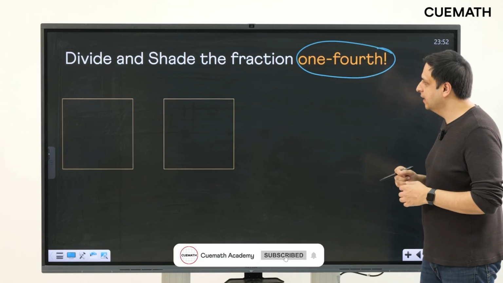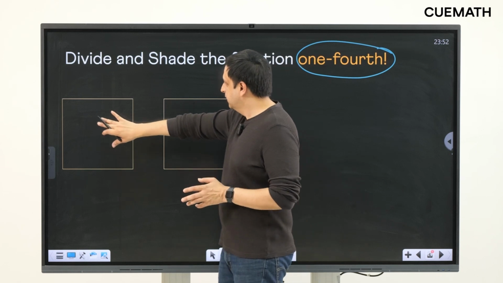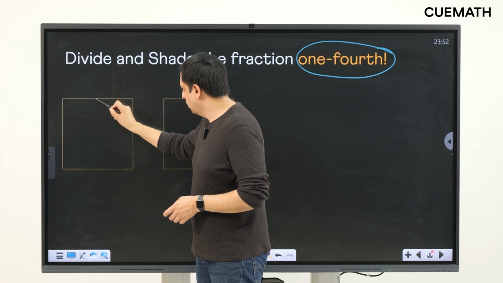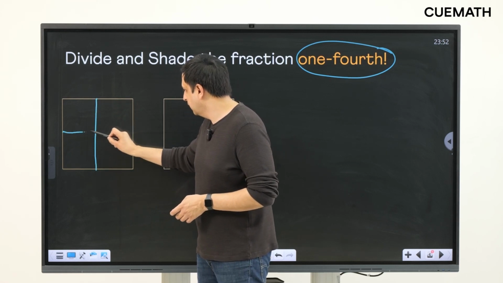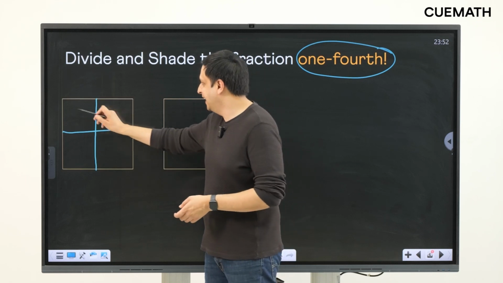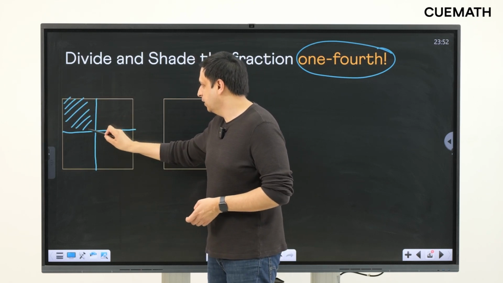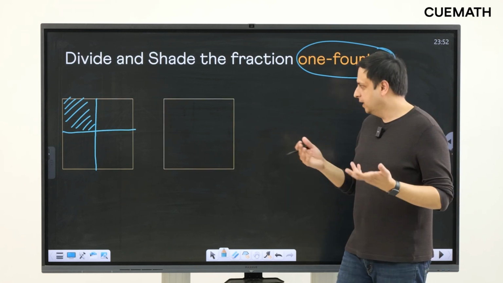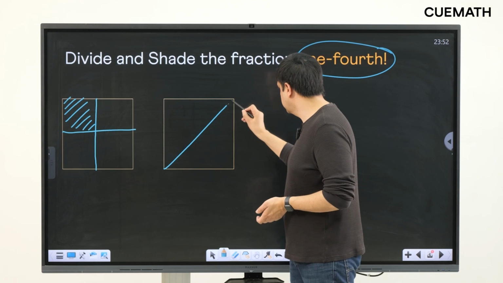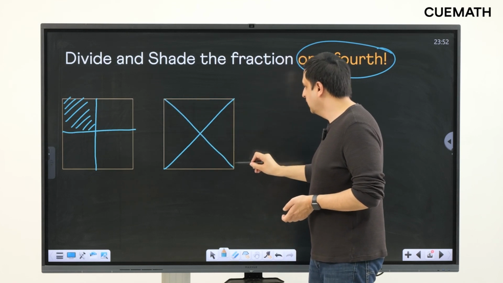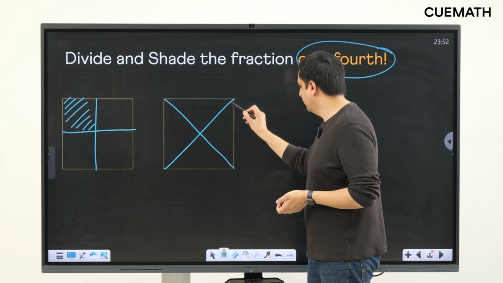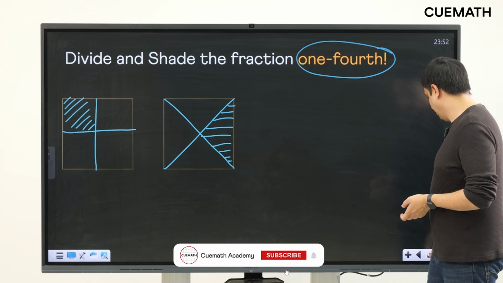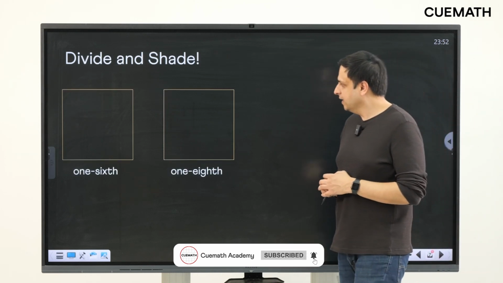But once again, we need to do it in two different ways. So in this first case, this is my whole. I need to divide it into four equal parts. So maybe what I'll do is I'll draw a line through the middle here and another line through the middle like this. And now I have four equal parts, and I will just shade one of them, and this is the unit fraction 1/4. Can I do it differently? Can I divide the whole into four equal parts in a different way? Yes, I can. For example, I can draw this diagonal like this, and now I have four equal parts again. And if I just shade any one of those parts, I will again get the unit fraction 1/4.